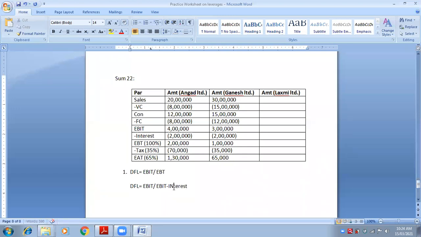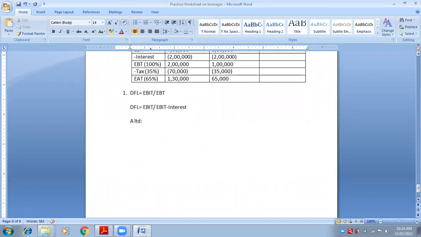Yes, ma'am. Because how do we find EBT? How is EBT found out? With the help of EBIT minus interest. So we have just split EBT into 2 parts, EBIT minus interest. Okay, and we have done this type of sum where interest was given. So where interest is given, you can easily find out DFL as the first step.